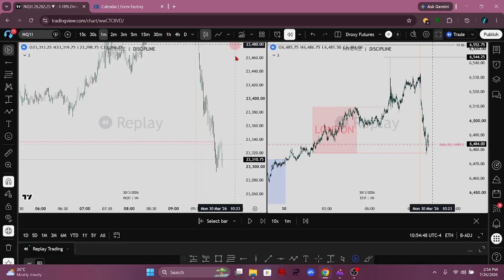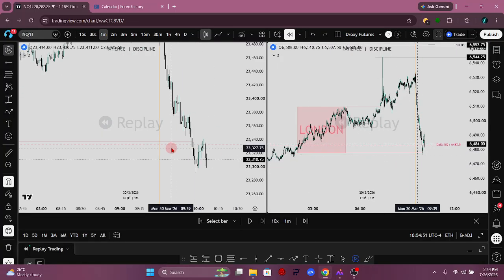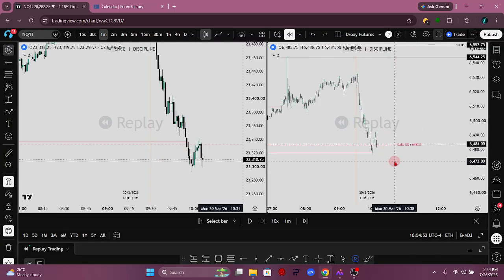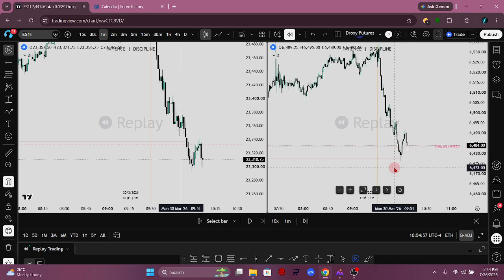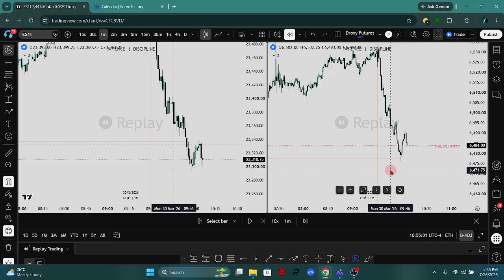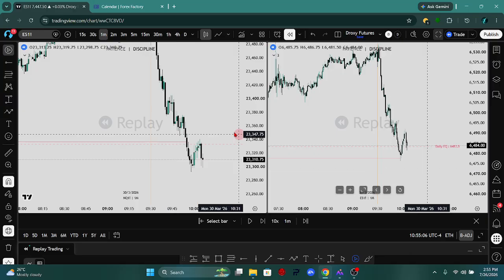Okay, and actually, even sweeping it is not even forming SMT, because this one swept it here and this one also swept it. There is no failure from here. They are all sweeping it. You get me? So I need a liquidity sweep with an SMT. If there is a liquidity sweep and there is no SMT, I'm not taking the trade.